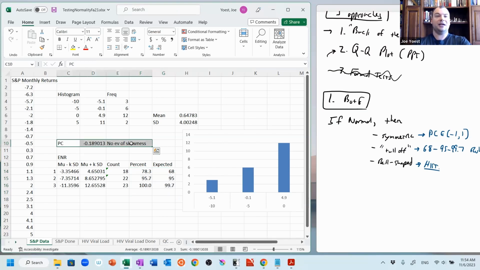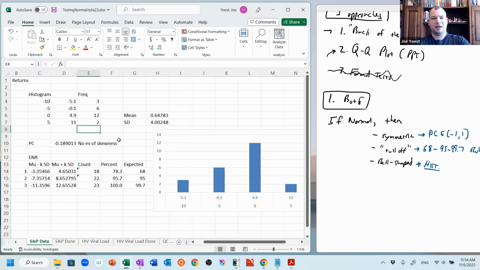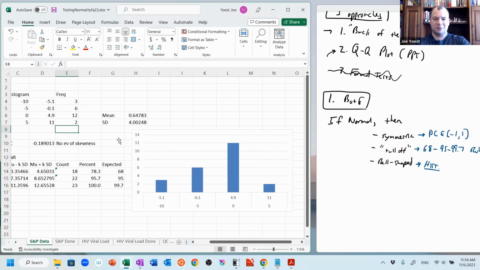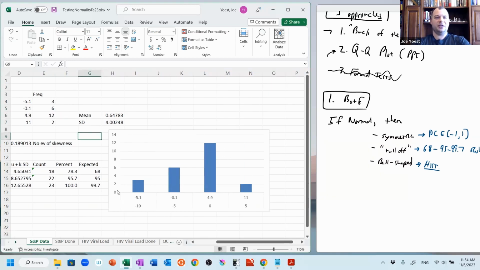We see lack of evidence of skewedness, so the symmetry seems to be working nicely. And again, this is a very coarse histogram. If we wanted to, maybe we would split each of these bins in half and get something a little more refined, but the histogram looks good enough.